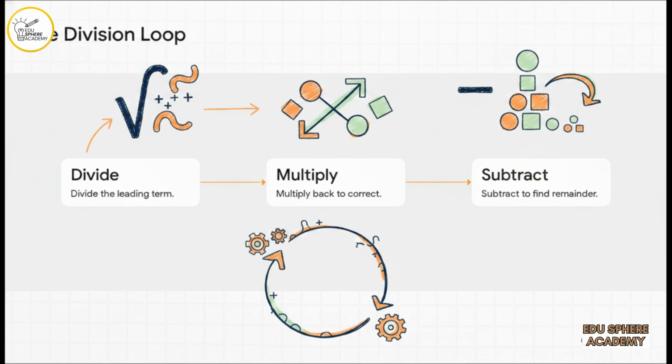And once you subtract, you literally just take what's left and run it through that exact same loop all over again for the x squared term and then the single x term. Divide, multiply back, subtract. Just rinse and repeat.